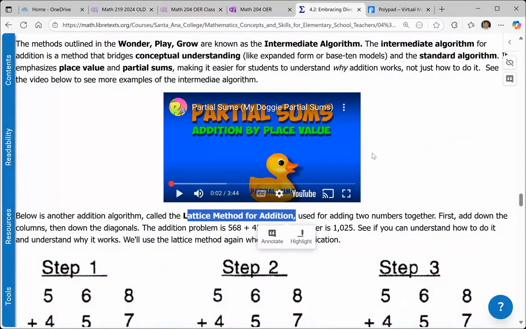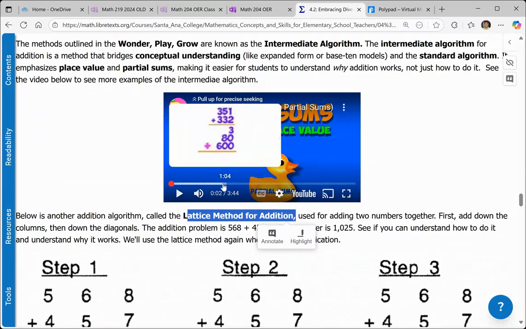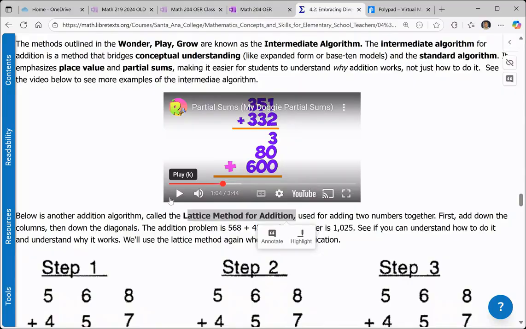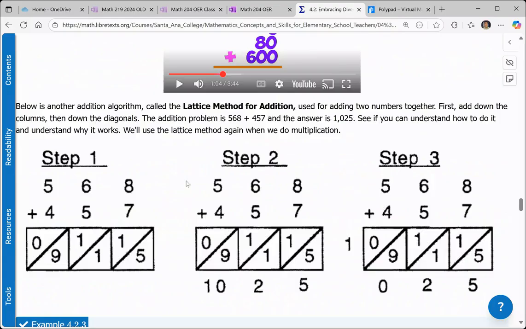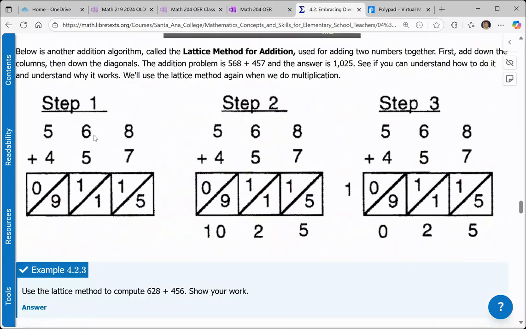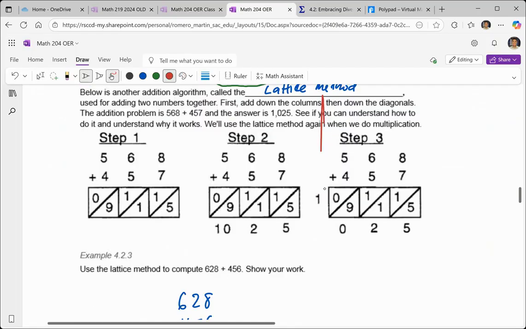And again, there's a cute video before that on partial sums that if you're interested, go and take a look at, as it explains some of that process for us in a cute way. But let's go ahead and jump into the lattice method. So here are the steps for this problem: 568 plus 457. It might look like a mess of numbers here, but there's a process to that. So let's take a look at what that process is.